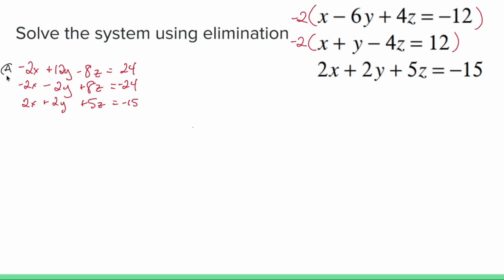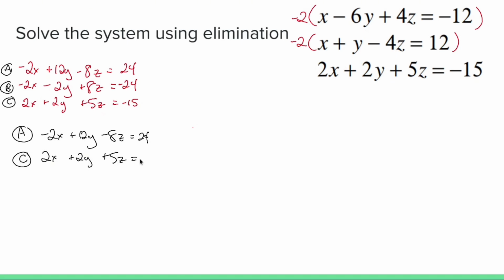Let's label the top row A, the middle row B, and the bottom row C. All right, and let's just take turns. We'll do A and C, and then we'll do B and C. So row A, again, negative 2x plus 12y minus 8z equals 24. And then C was 2x plus 2y plus 5z equals negative 15. So again, I'm doing A and C here, and then I'll do B and C here. It really doesn't matter the order.